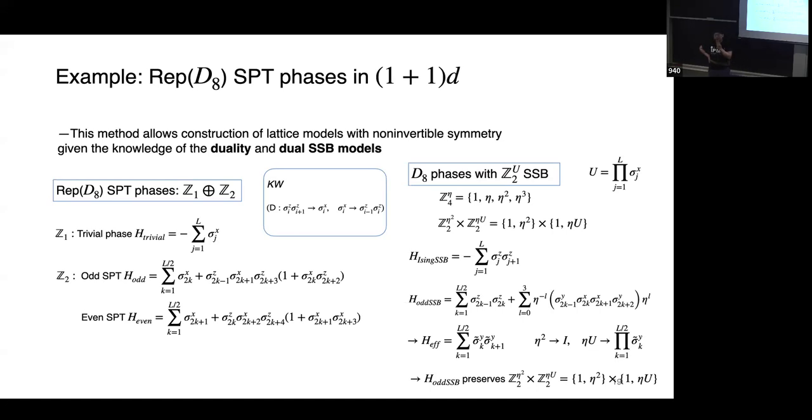Here, how does the eta squared act? The Z2 eta squared, how is it represented on your lattice? Oh, eta is just the spin rotation. It's just the exponential of some Pauli Z operators. Okay. Yeah.